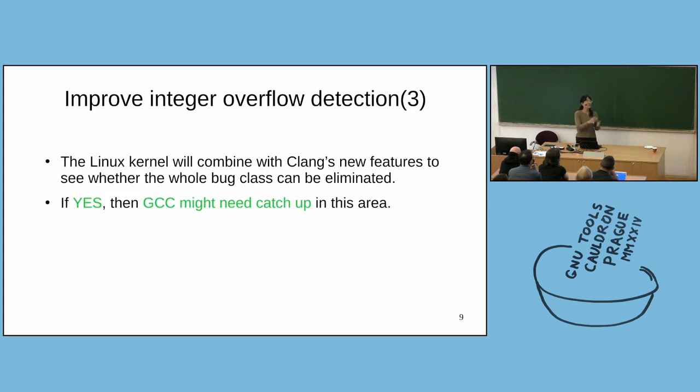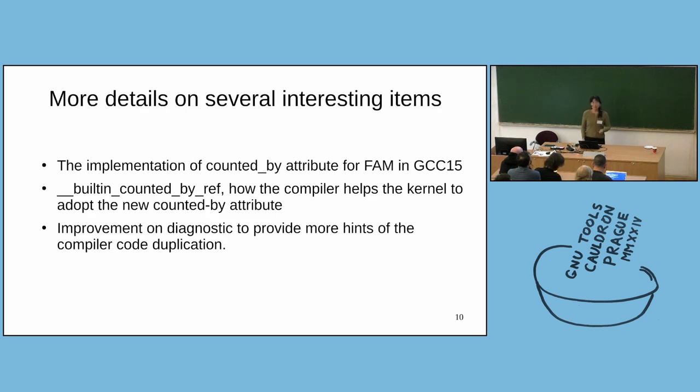I tried to convince them that their source code needs to be changed, but it looks like it's not an easy task. So I just watch whether the Clang experiment in the Linux kernel can be successful or not. If it is successful, it will give us some motivation to do the same thing in GCC. So that's an update for the last year.